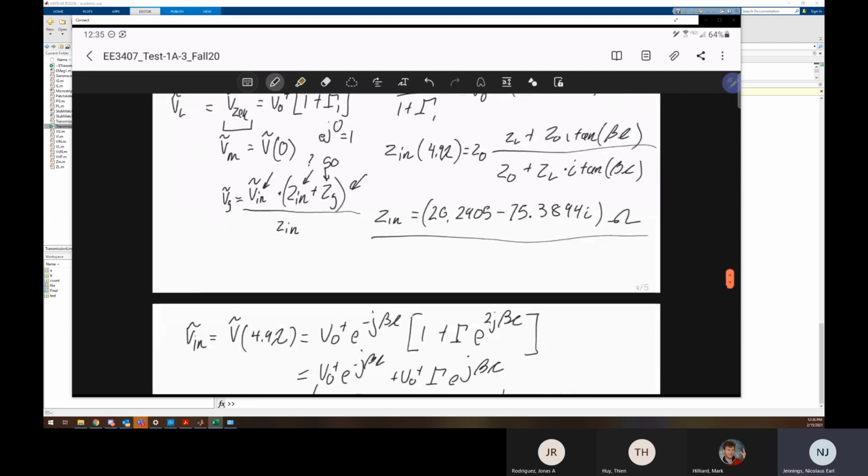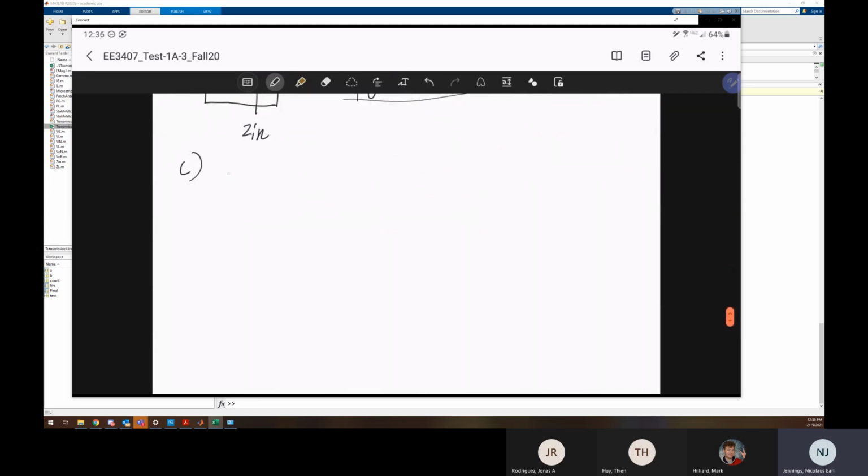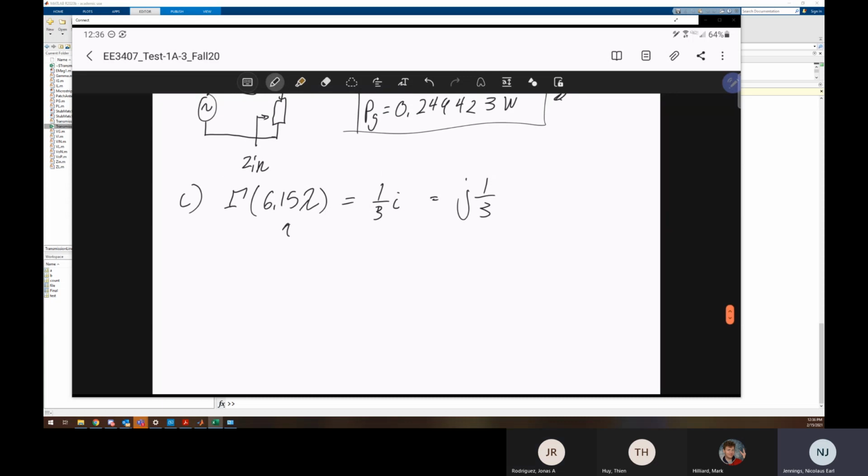So for part C, what we'll write is gamma at 6.15 lambda is equivalent to 1 over 3 j, which is equivalent to j 1/3. And we'll just note that in our transmission line, our TL, it was L equaled 0.5, minus 0.5. That's what we had. This doesn't have any units, and that's the problem complete right there.